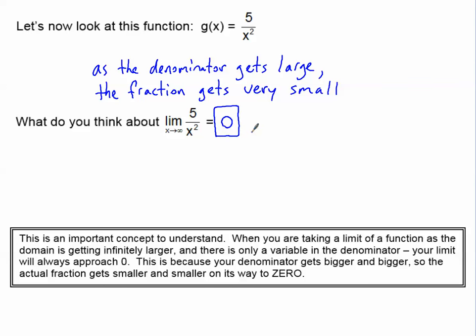And this is a very important concept to understand. It's right here in this box. When we are taking the limit of a function as the domain is getting infinitely larger, and there is only a variable in the denominator, then your limit will always be approaching 0, or the x-axis. This is because the denominator is getting bigger and bigger, so the actual fraction is getting smaller and smaller on its way to being the number 0. We are going to be using this concept for much of today's lesson.